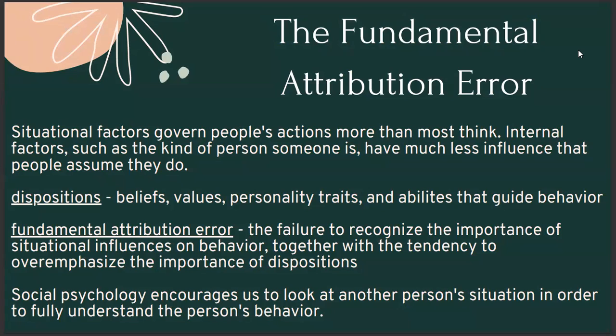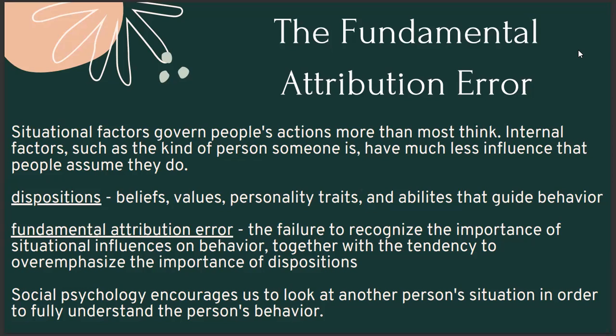Okay, next, one key term that we're going to hit on over and over again is the fundamental attribution error. So situational factors govern people's actions more than most think. We think that people do things because they think it's right or that's what they should do. However, internal factors, such as the kind of person someone is, have much less influence than people assume they do. And so what you think is the cause of someone's actions are their dispositions. So someone's dispositions are their beliefs, their values, their personality traits, and their abilities that guide behavior.